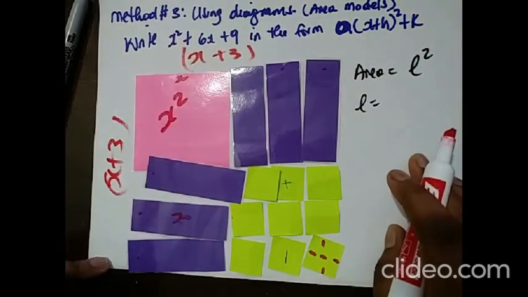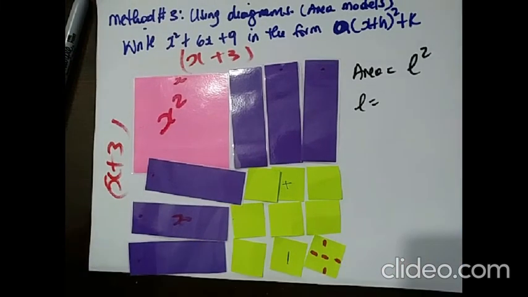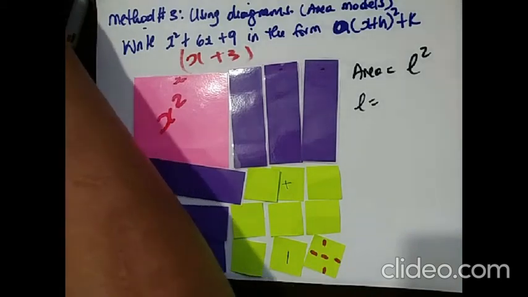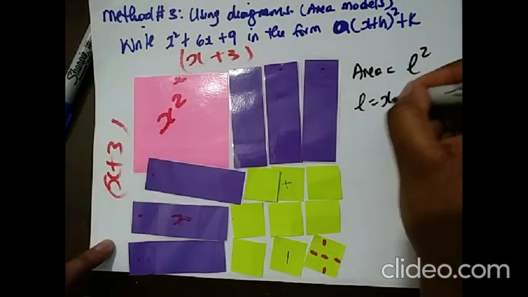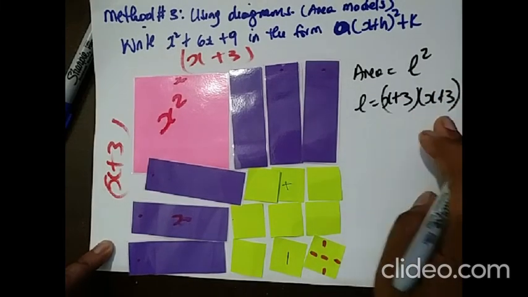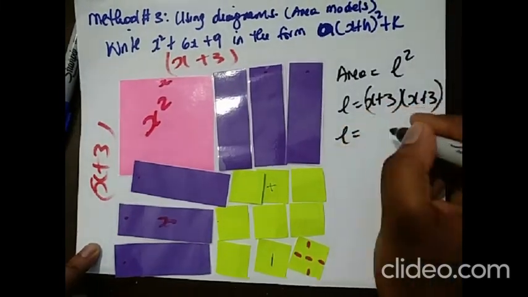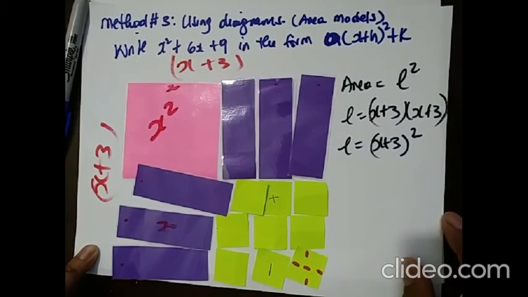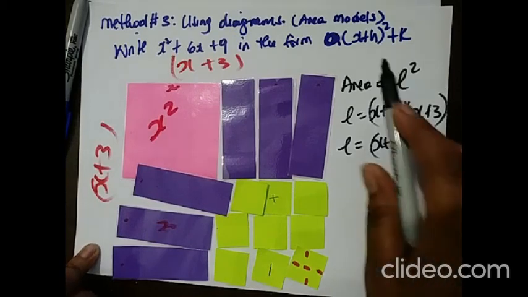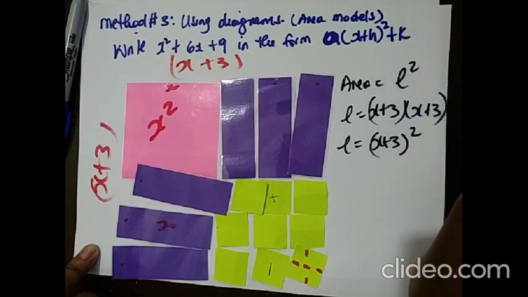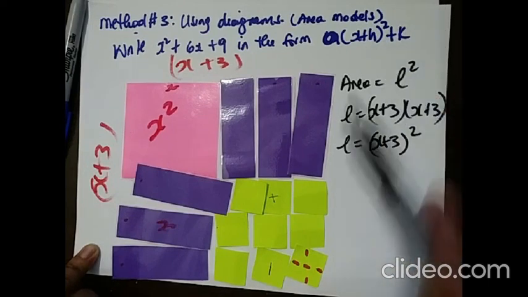And because area is equal to length squared, we're going to have what? x plus 3 times x plus 3. And because it's the same, we can say it's equal to x plus 3 all squared, which is in the form just as we have it, a open bracket x plus h all squared plus k.